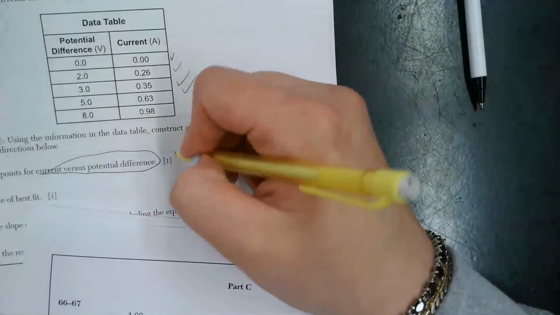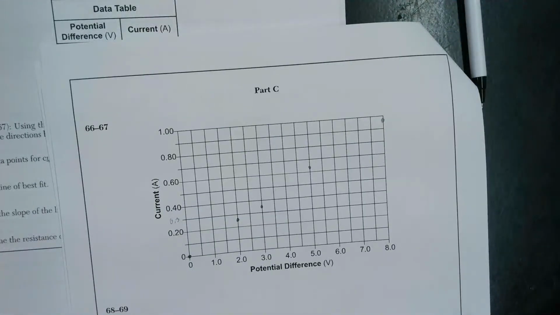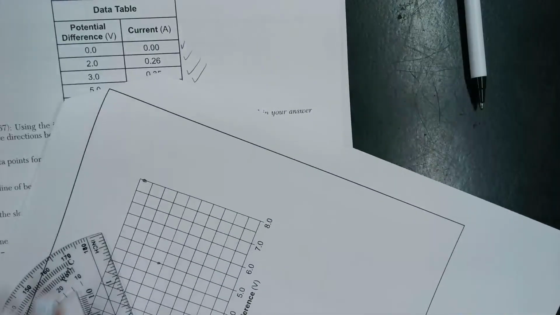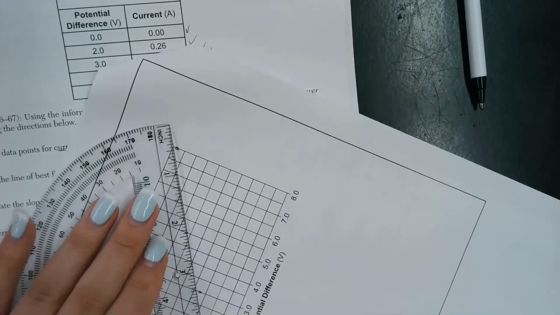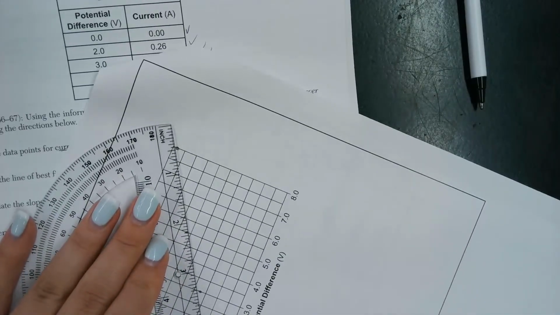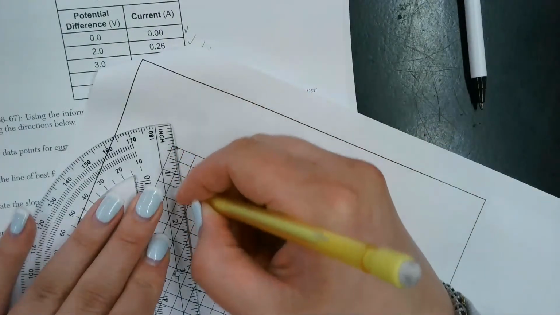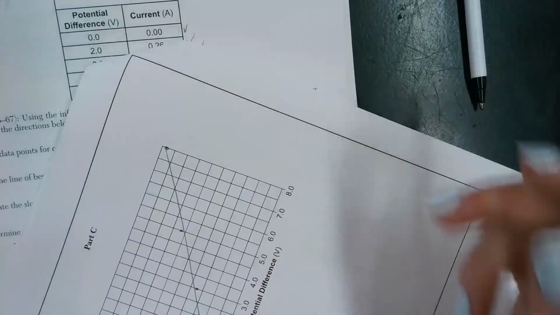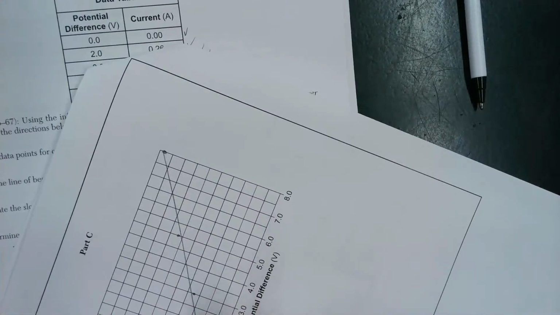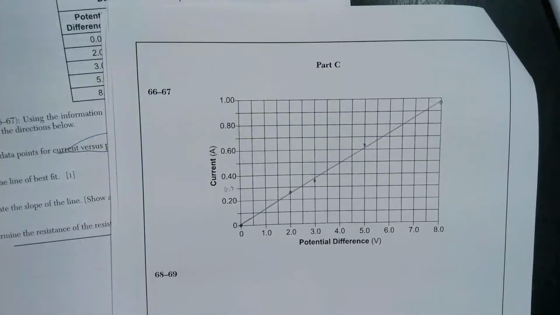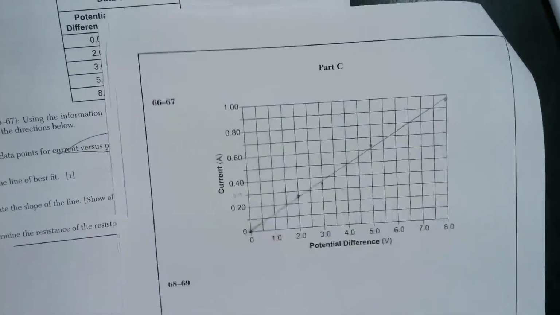Then it says draw a line of best fit. So literally going to make sure that at least 2 of my points get touched by this line. Okay, at least 2 of them. Okay, I'm going to erase what it went over. So I drew a line of best fit.